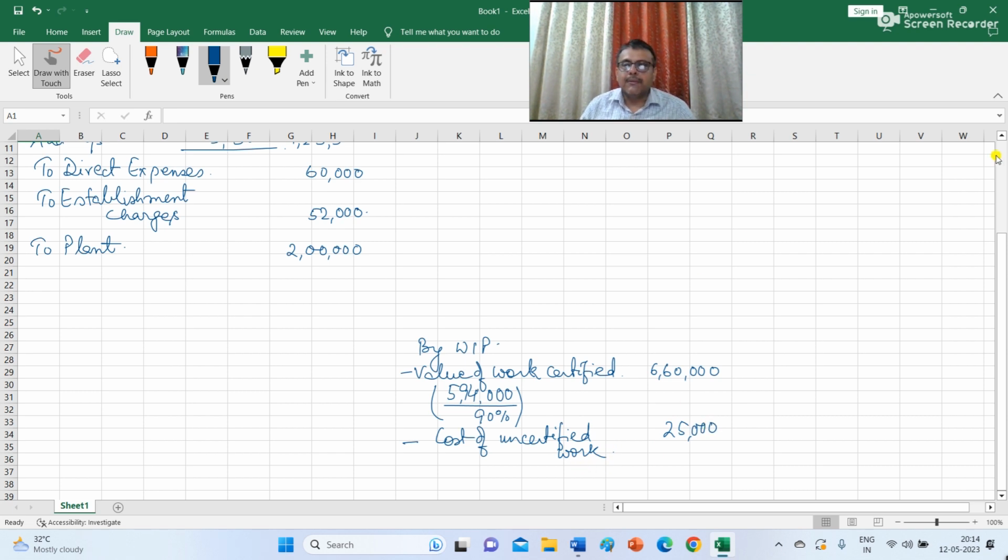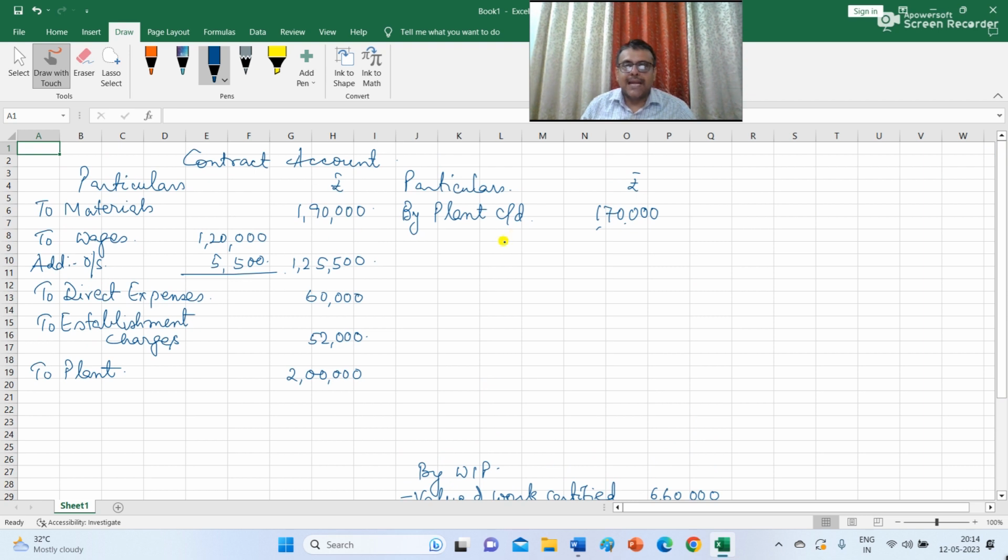Next is the value of the plant. I have already recorded it here. And the next item is the material at site. So by material CD 21,000. Next is the total contract price. Next is cash received, which is 5,94,000, and I have taken it to account. And then the sale of scrap.